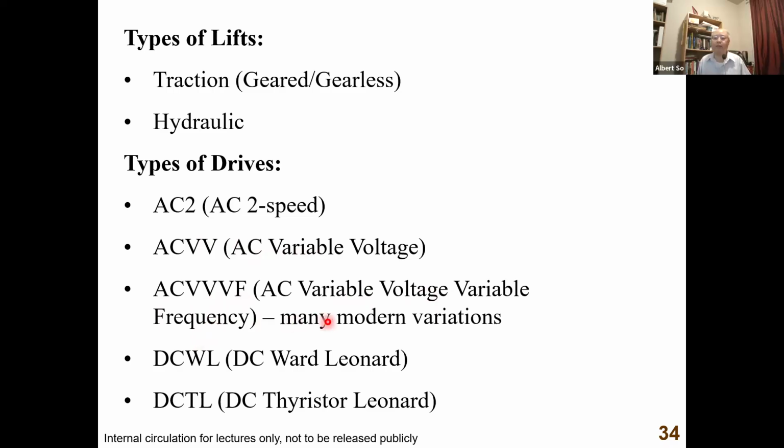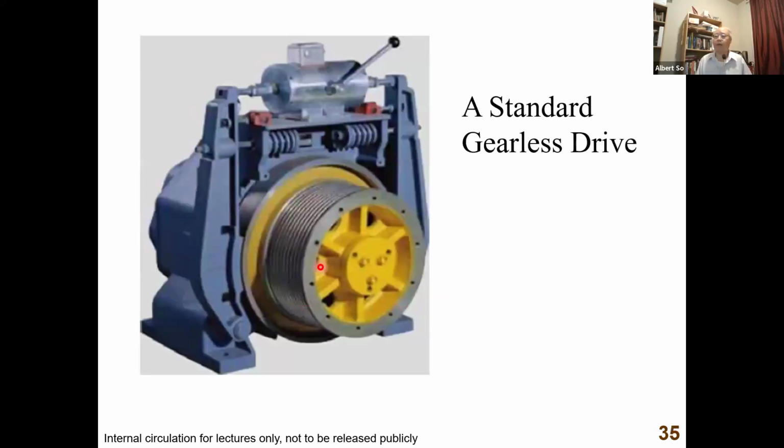So nowadays we have many variations of ACVF. They're all VVF. No matter what types of AC motors you are using today, they are VVF, variable voltage, variable frequency. Not this one, which is only variable voltage with no variable frequency, still 50 hertz. There are many different types of VVF motors nowadays, and we will talk about that during the last 3 lectures.